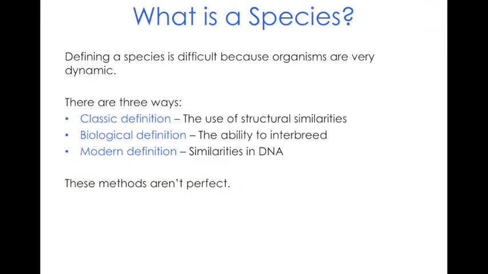Yeah, it's not an easy thing to do because organisms can be quite dynamic, but there are three main ways in which we do that. We have the classic definition, the biological definition, and the modern definition. One of the things you have to note is that none of these methods are perfect. The classic definition uses structural similarities, the biological definition identifies them by the ability to interbreed with one another, and the modern definition identifies them using similarities in their DNA.